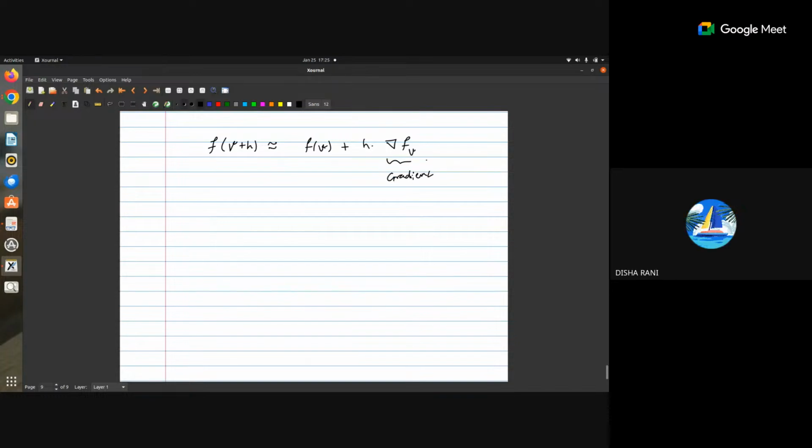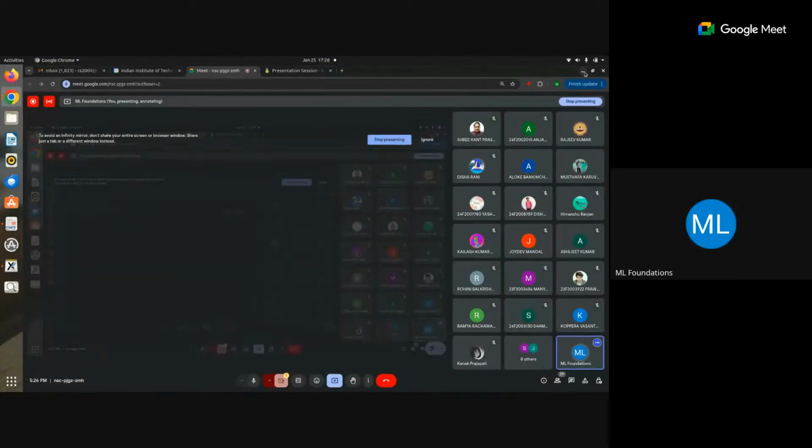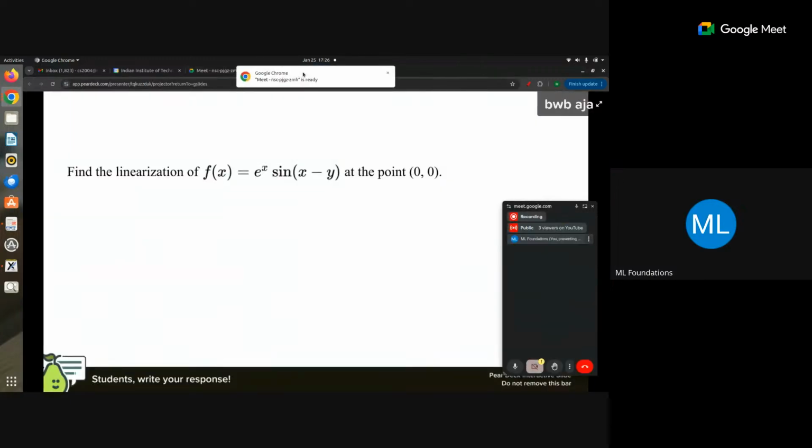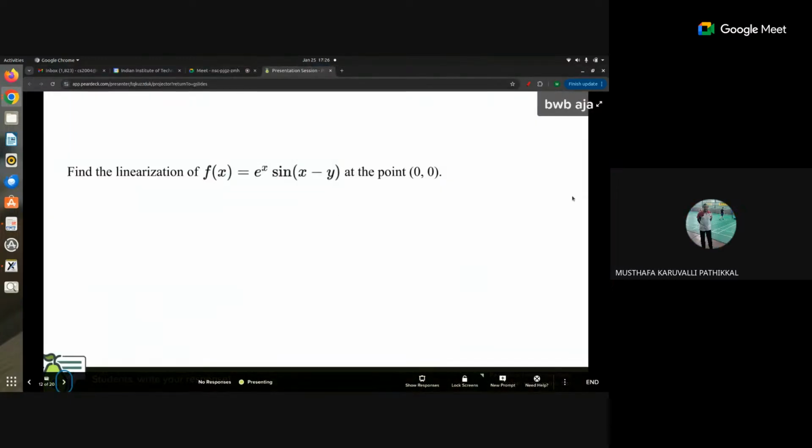So why gradient? Because we are dealing with vectors, na? So we will have two values, right? Can you show the question once again? You missed the question. Yeah. No, I'm just giving you the hint. So maybe once you've done the solving, then I'll solve it.